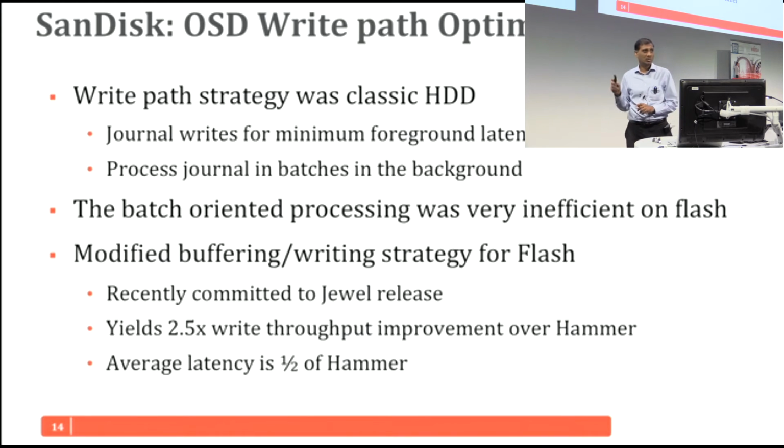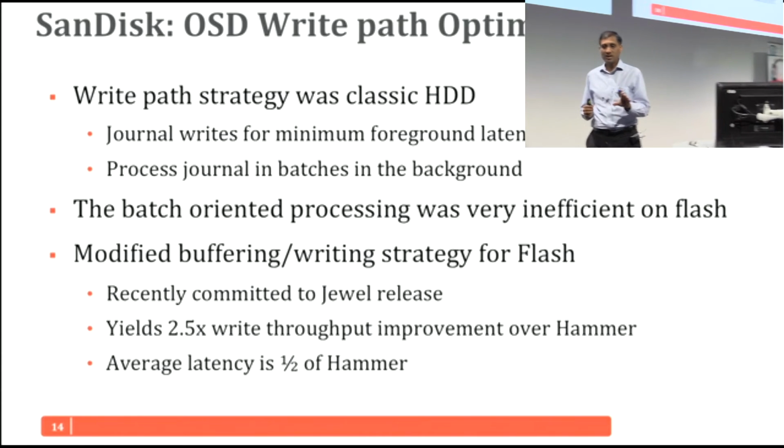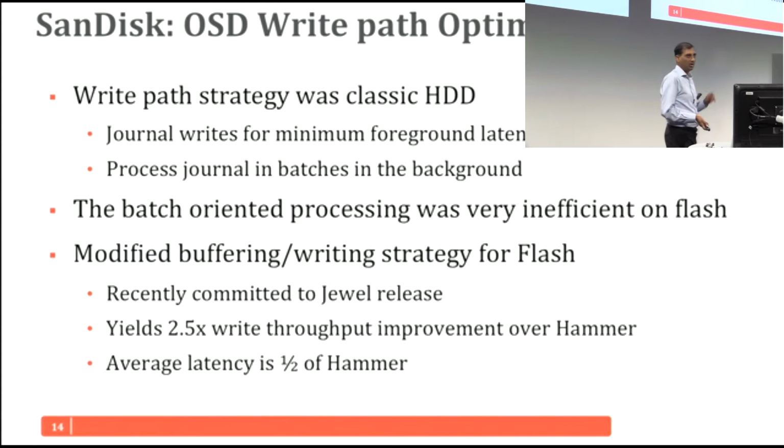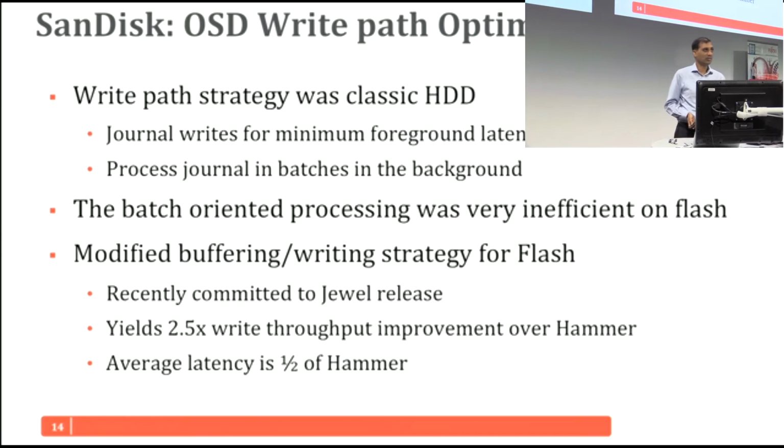All of these changes are in the Jewel release right now. In our early testing, we found that we are getting about 2.5 times more on the writes than Hammer. This is with all flash, by the way, so most of these things would not matter much when you deploy it on hard drives. But when you deploy it on all flash, with the upcoming Jewel release you will see writes at about 2.5 times where we are with Hammer. The latency is also cut to half.